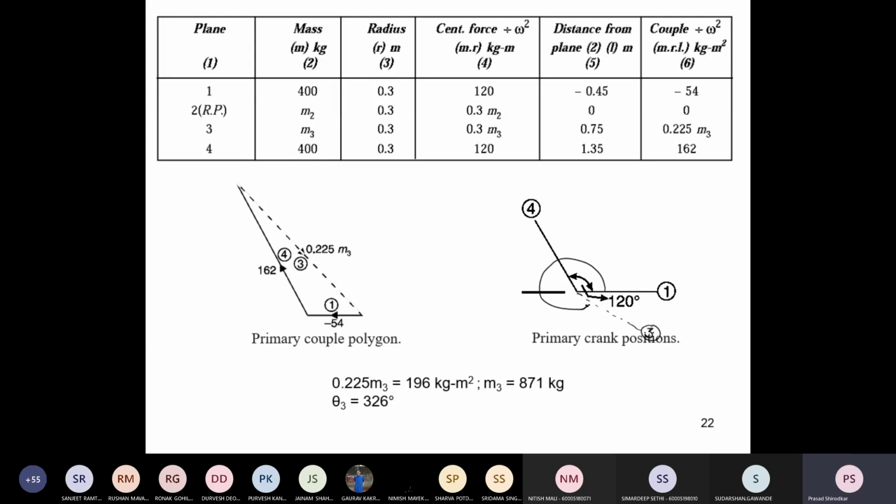Sir, we are getting 316 instead of 326. That is fine. 315, that is okay. To get more accurate answers, you can solve it using AutoCAD. Solutions have been prepared in AutoCAD.